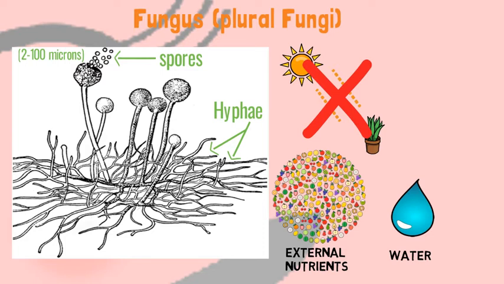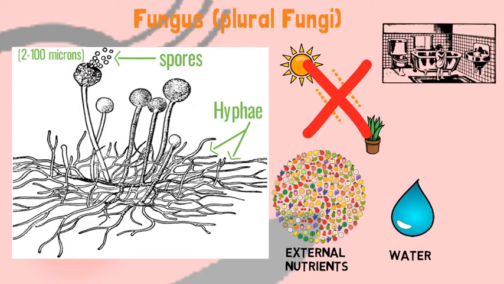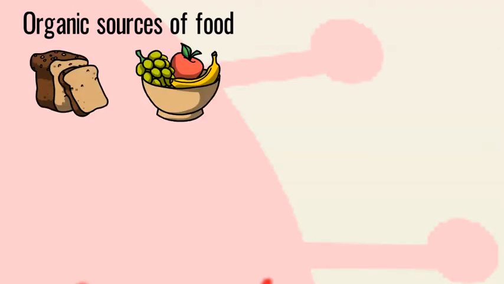Hence, they are found indoors in damp areas such as bathrooms or around the kitchen sink. Mold spores also need organic food sources to grow. Food, such as bread or fruits, provide the organic material molds need to grow.